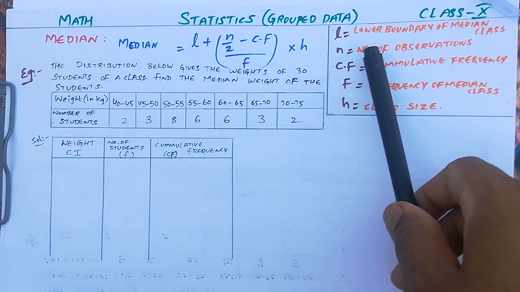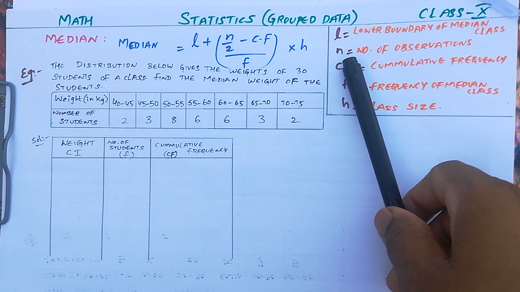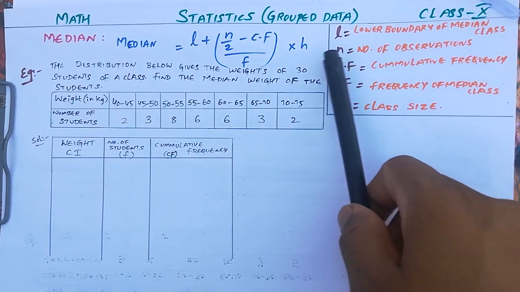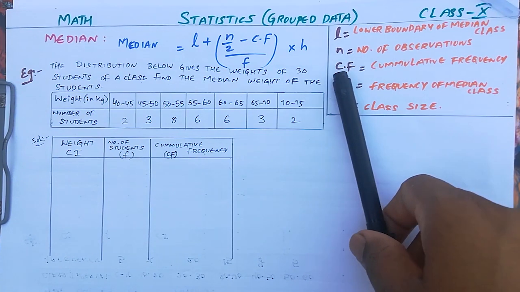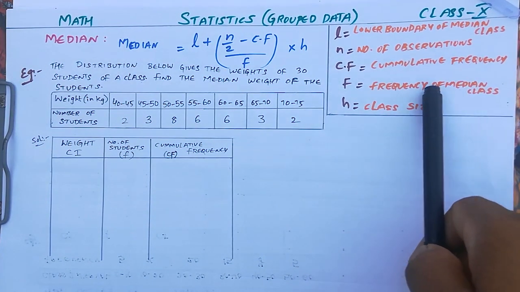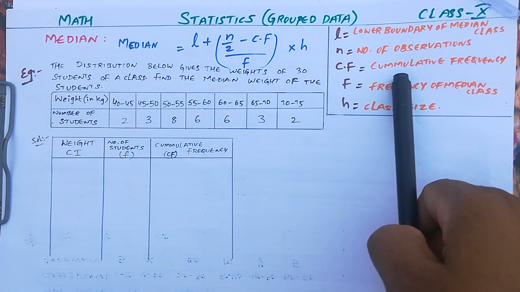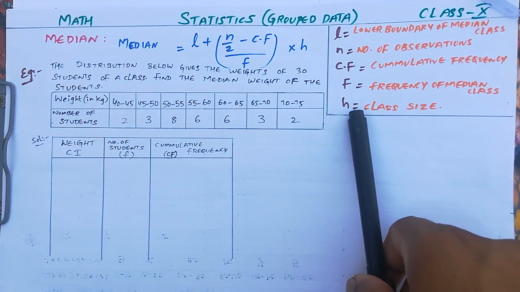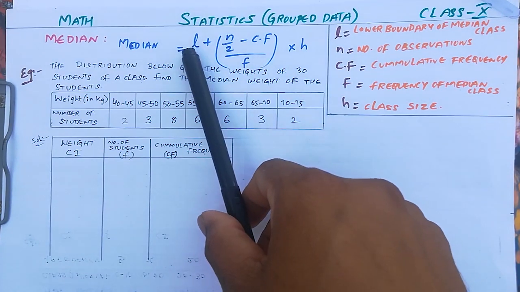What do you mean by n? It means the number of observations. How many observations are there, that we take as n. And Cf is nothing but the cumulative frequency of the median class. In the median problems, we take the Cf value according to the frequency value f, the frequency of the median class. With respect to the frequency value, we'll take the cumulative frequency from the table. I'll explain how to take that. Then what is h? That is nothing but the class size.